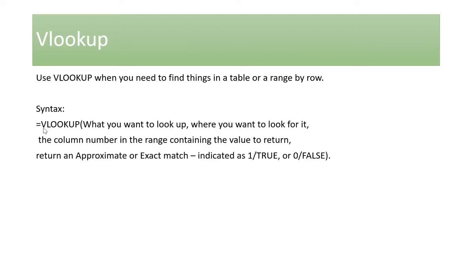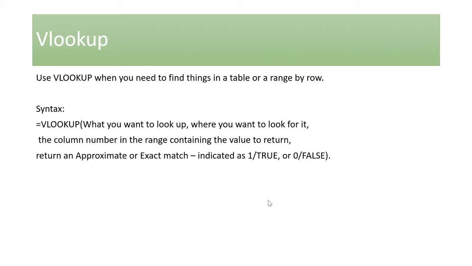The syntax of your vlookup goes like this. What do you want to look up? Where do you want to look it up? And the value that you want to populate, like if there are two columns that you're using or a single column. And then finally, if you want to use an exact match or an approximate match.